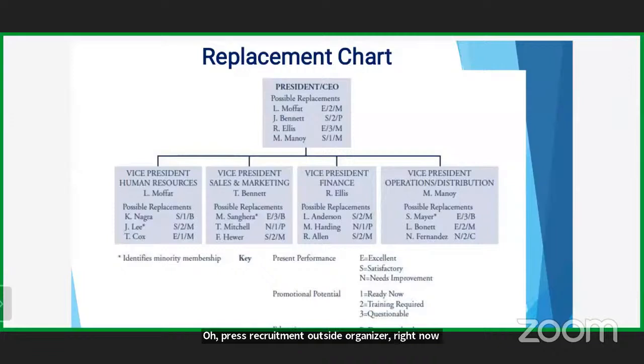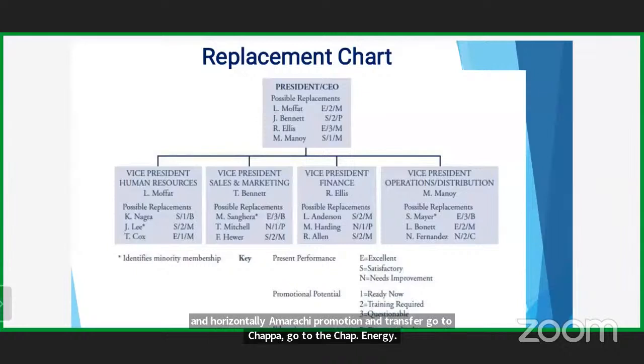See, internally through the replacement chart it implies whether we can go for vertical and horizontal adjustment. Through this we can adjust the manpower vertically through promotion, and horizontally we can go for transfer.